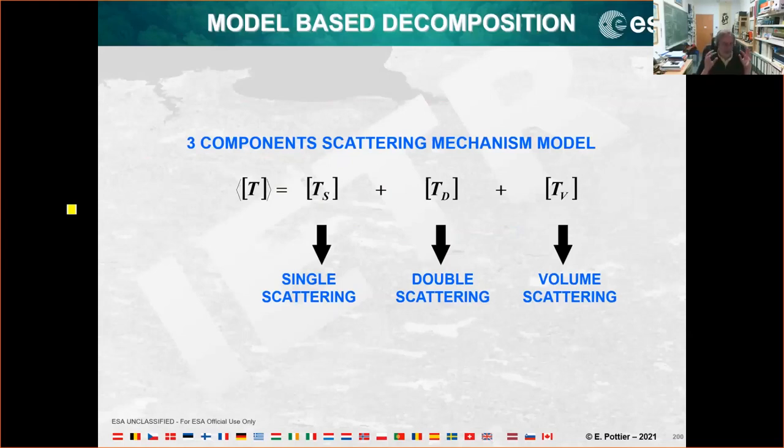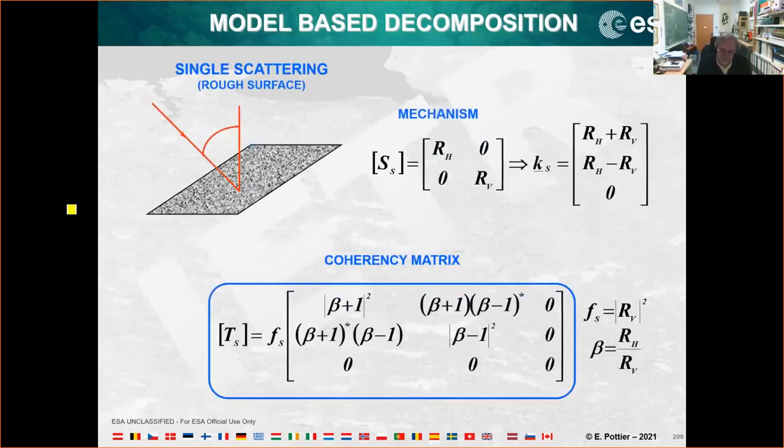What can be the theoretical coherency matrix corresponding to a single bounce scattering mechanism? What can be the theoretical coherency matrix of a double bounce scattering mechanism? And what can be the theoretical matrix of a volume scattering mechanism? So this is what I'm going to present to you.